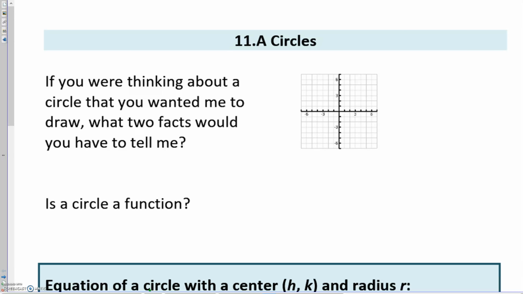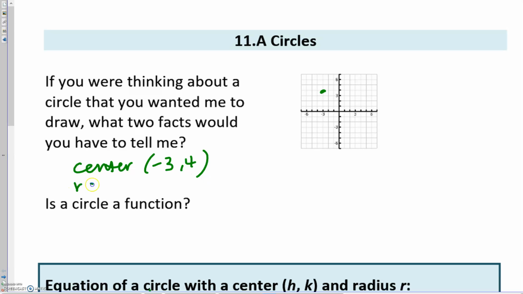If you wanted me to draw a circle, what facts would you have to give me? Well, you'd have to tell me where it was going to be located. So you might say the center is going to be at -3, 4, and so I'd draw that in. And so we'd need to know what the center is.